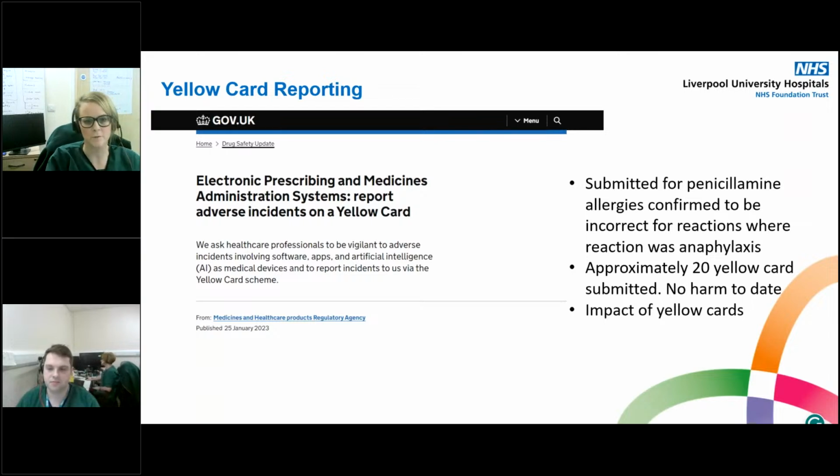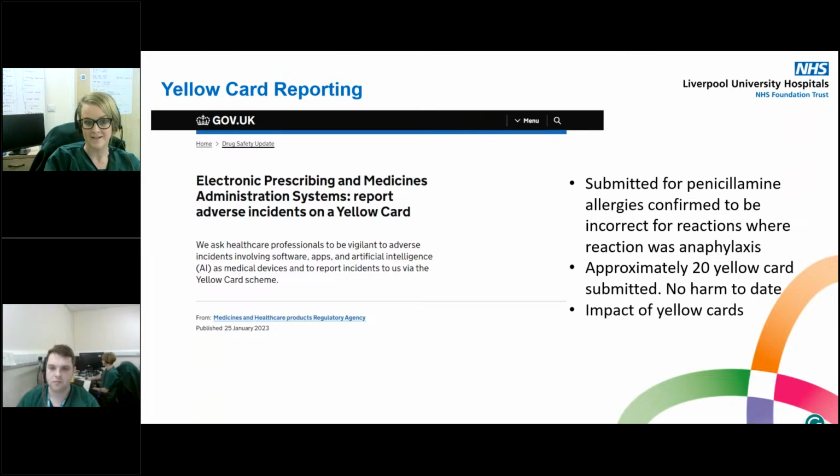Okay, so lots of us will probably also know that back in January 2023, one of the MHRA drug safety updates, we were asked to be vigilant for incidents involving software, which may then include electronic prescribing systems, and to record them via the yellow card system, as well as potentially any local incident reporting system.